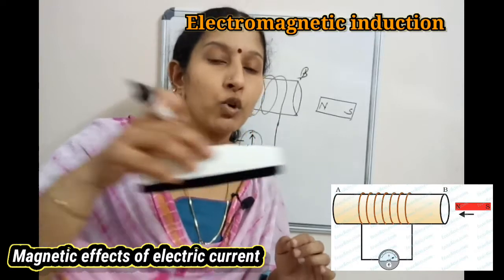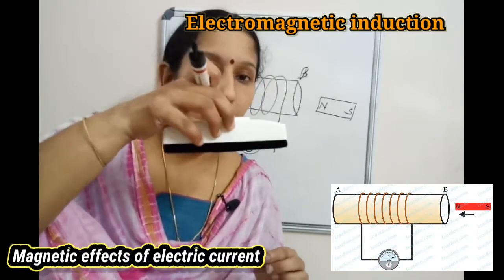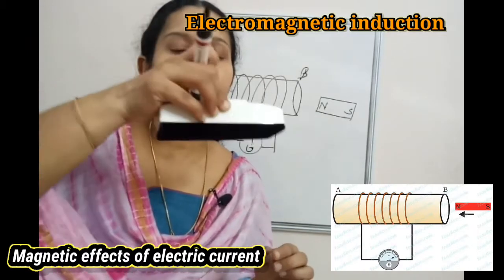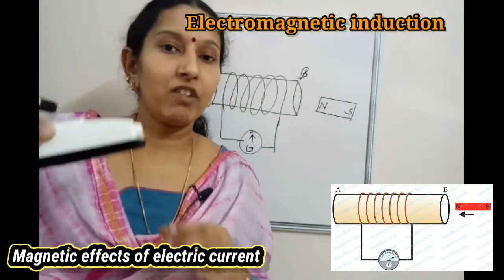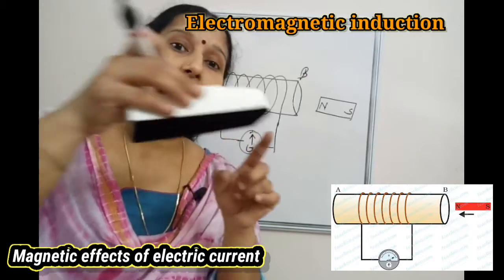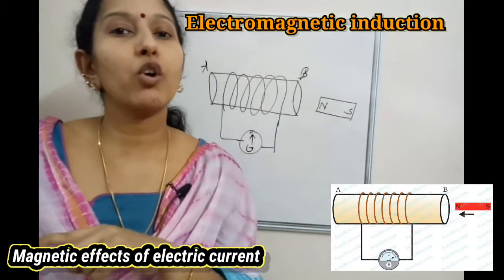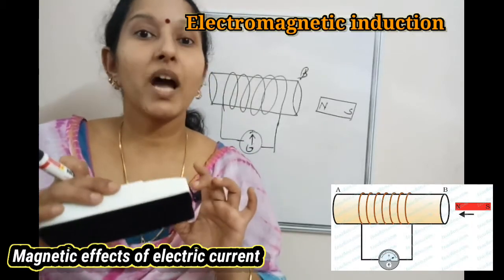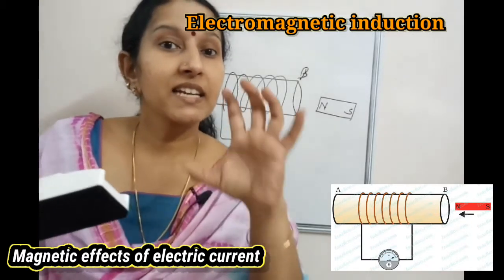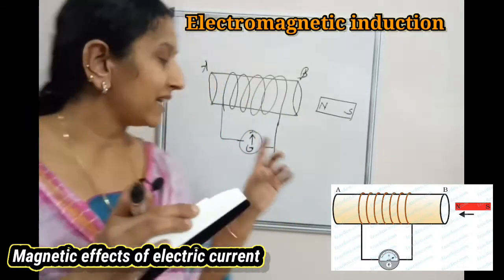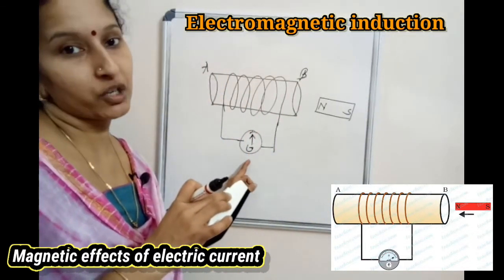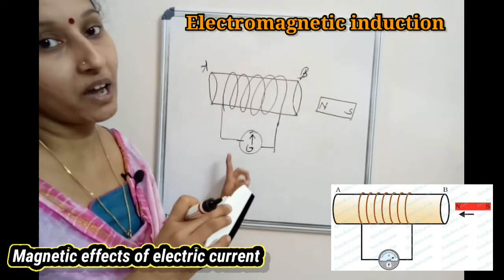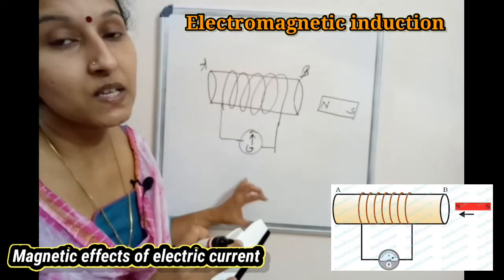When we move the magnet towards the coil or away from the coil, in both cases we have to move the magnet. That moving magnet generates current, which is indicated by the deflection of the galvanometer. If the galvanometer deflects towards the right or left, it tells us there is the presence of current.